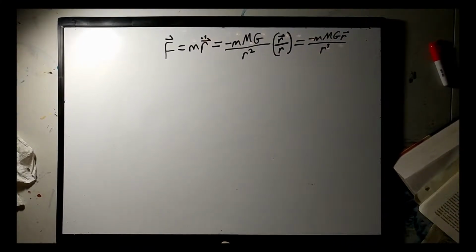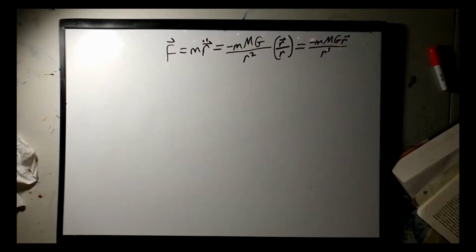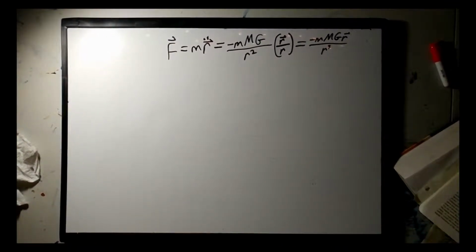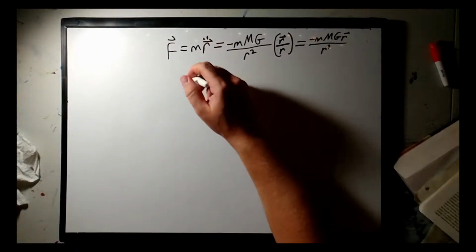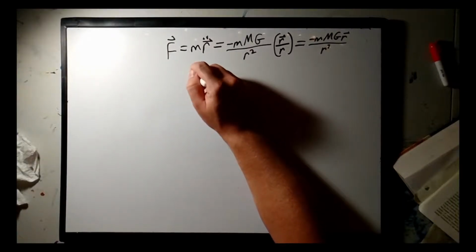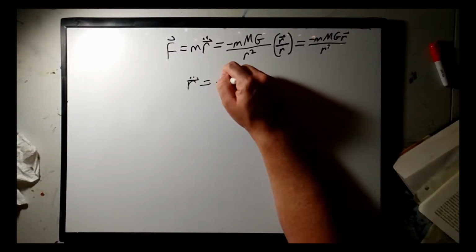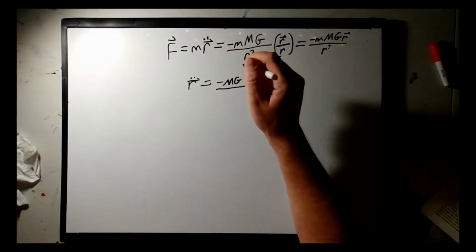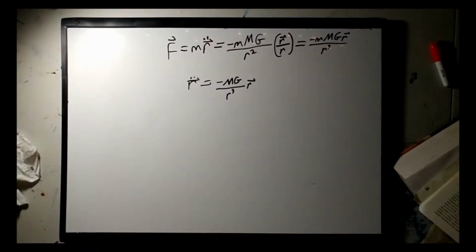All right, so now to get the two-body equation out of this, all we have to do is divide by m, the mass of our spacecraft. So that will be r double dot, always forget the arrow, is equal to negative G M over r cubed times the position vector. That is the restricted two-body equation.